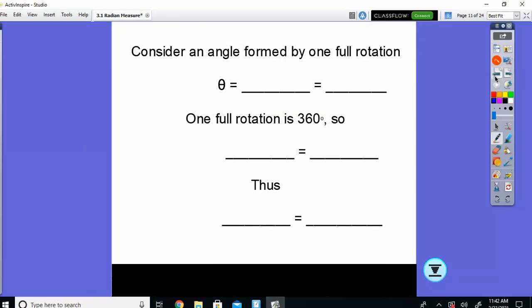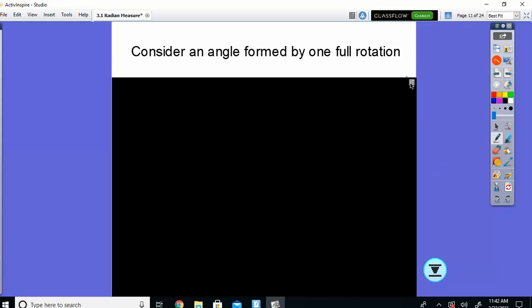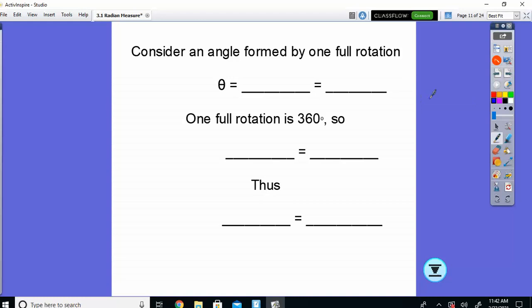Alright, we have these two measures. We have radians and we have degrees. And if we're going to have two different measures, we need to be able to go back and forth between the two. So this is going to explain to us how to convert, where this conversion factor comes from. So let's say I have an angle formed by a full rotation. In other words, you go all the way around the circle.